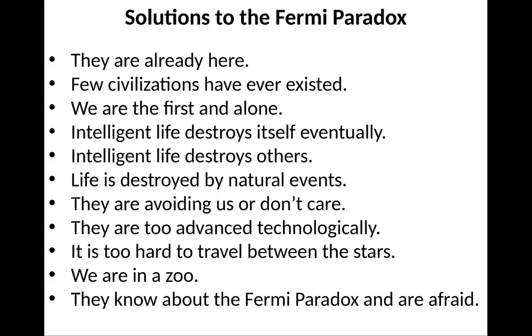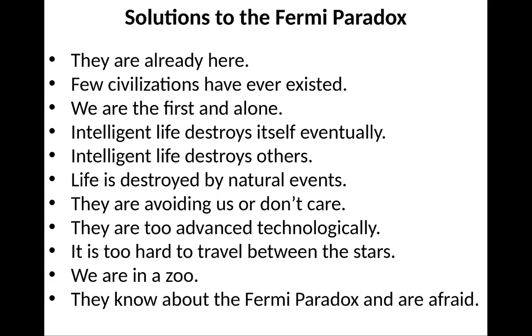Intelligence eventually destroys others. This is a much more dark outlook, that eventually at some point basically aliens will come and kill us all. Life is destroyed by natural events. This I find very surprising, because once you're intelligent, you can avoid natural events. The intelligent life may be avoiding us or just don't care. They may be so advanced technologically that they don't even recognize us. It might just be that it's very hard to travel between stars, but even with current technology, we can conceive of methods by which it is possible.